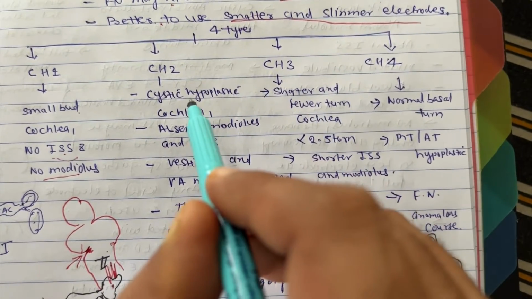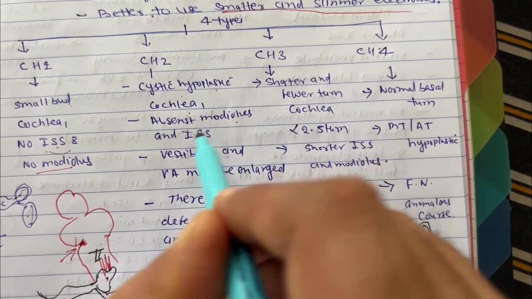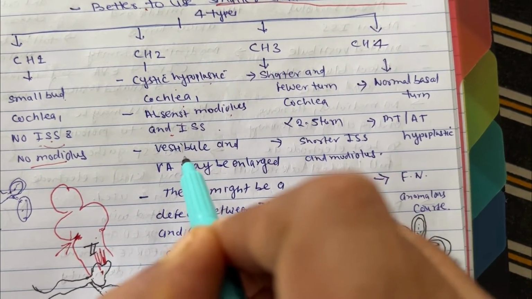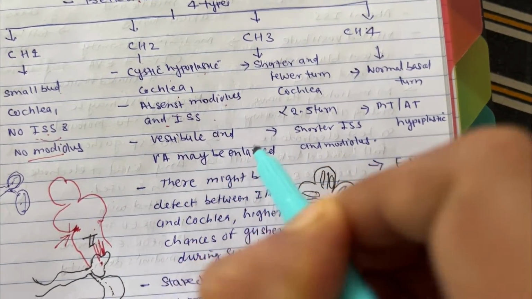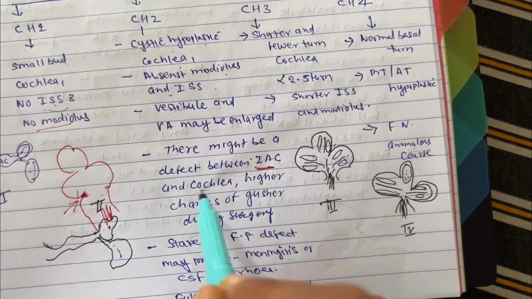Now cochlear hypoplasia 2 is a cystic hypoplastic cochlea. There is absent modiolus and interscalar septum. The vestibule and vestibular aqueduct may be enlarged. There might be a defect between the internal auditory canal and cochlea.